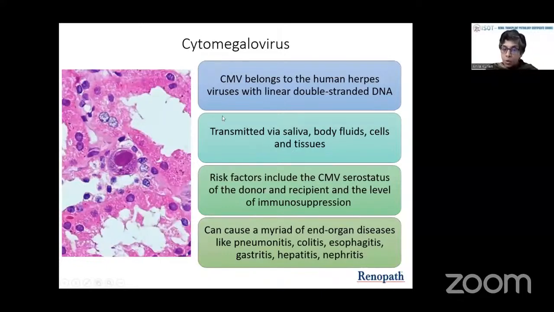So CMV is known to cause a variety of end organ diseases. This is unlike BKV, which is usually restricted to the kidney or the ureter and the bladder, whereas with CMV, you can have a lung infection, a colitis, esophagitis, hepatitis, gastritis, or a nephritis, or you can have multiple organs being involved at the same time.